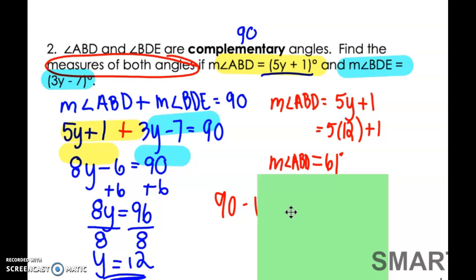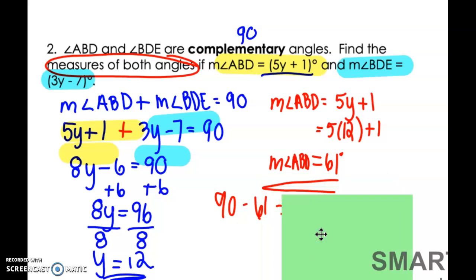Just like in the first problem, we have a choice now to figure out the measure of angle BDE. You can take the 12 and substitute it in for y in the expression 3y minus 7. Or you can use the fact that the angles are complementary. If these two angles add up to 90 degrees, and we know that the measure of angle ABD is 61, to find the measure of angle BDE, you take 90 and subtract the 61 degrees to give you that the measure of angle BDE is 29 degrees.